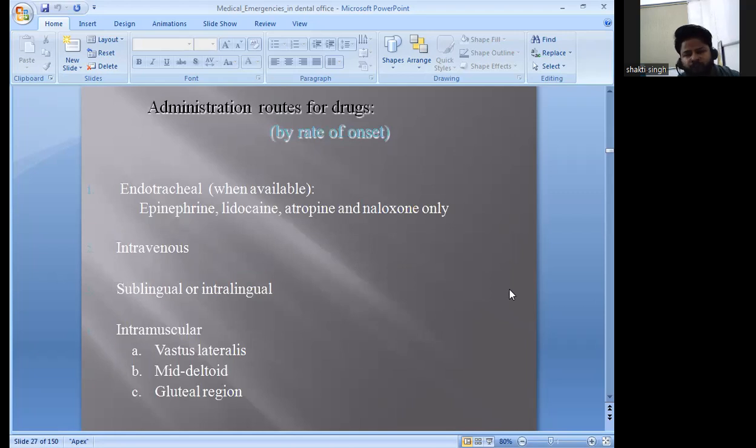Now, the administration routes for drugs by rate of onset: first is endotracheal whenever available, and drugs such as epinephrine, lidocaine, atropine, and naloxone can be administered this way. Then second is intravenous, third is sublingual or intralingual, and fourth is intramuscular.